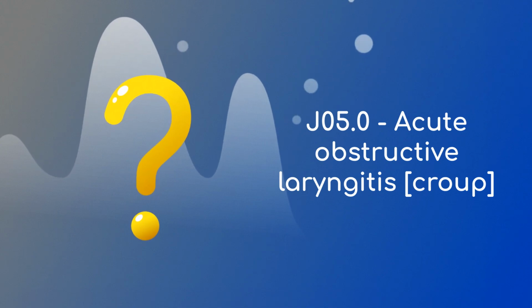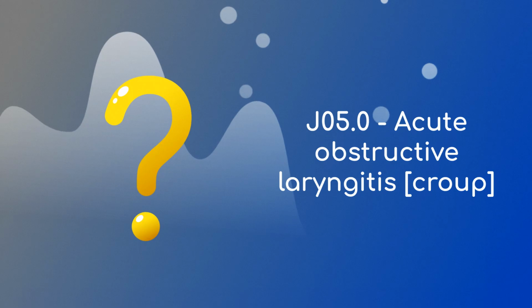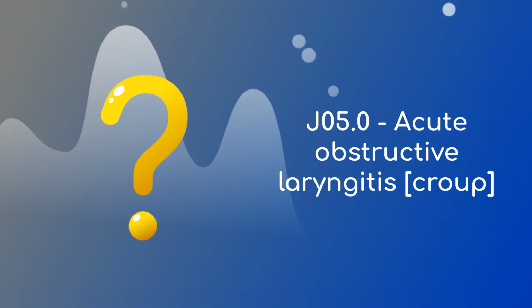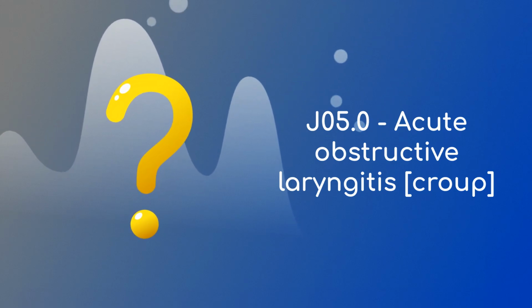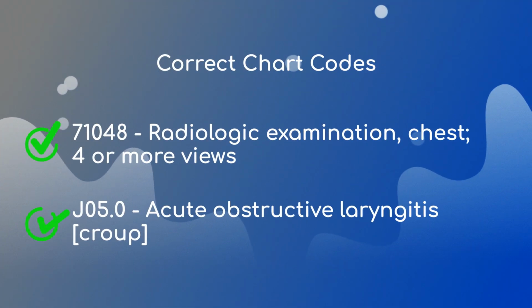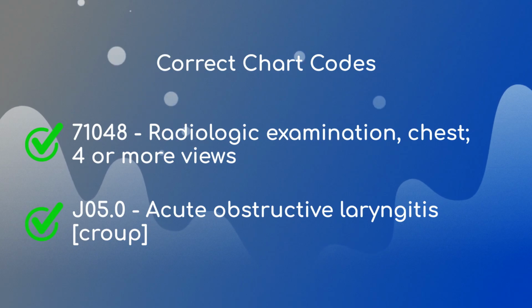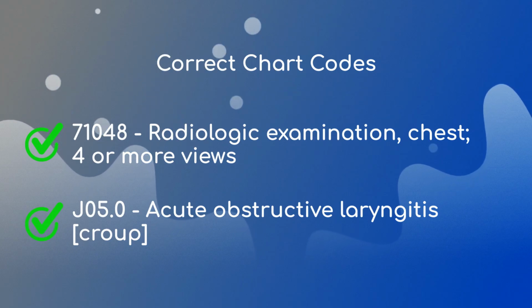Code confirmed findings, not just suspicions. In this case, croup is diagnosed, and the imaging directly supports that with the finding of subglottic edema. Summary of correct chart codes: CPT 71048, chest X-ray 4+ views, ICD-10 J05.0, croup.